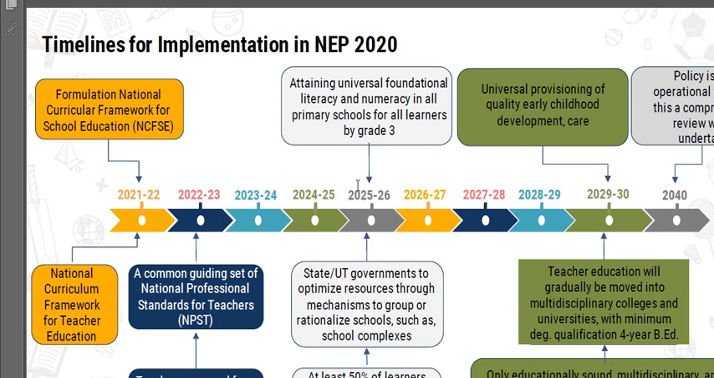Timelines of implementation in NEP 2020. Formulation of the National Curricular Framework for School Education. Attaining universal foundational literacy and numeracy in all primary schools for all learners by grade 3. Universal provisioning of equitable, quality early childhood development care policies fully operational. Following this, a comprehensive review will be undertaken.